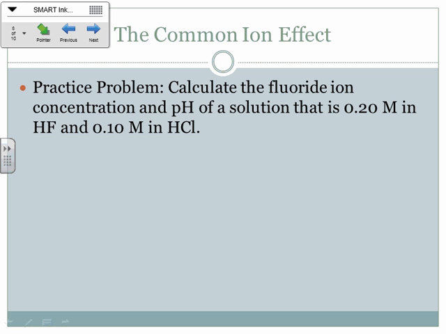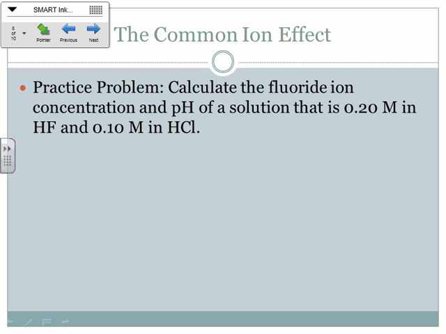Calculate the fluoride ion concentration and the pH of the solution that is 0.2 molar in HF and 0.1 molar in HCl. Okay, this is a little different, so let's do this. What's the common ion this time? It's the H plus, right? In every other example we've done, it's been the anion, but here it's not. It's the cation.